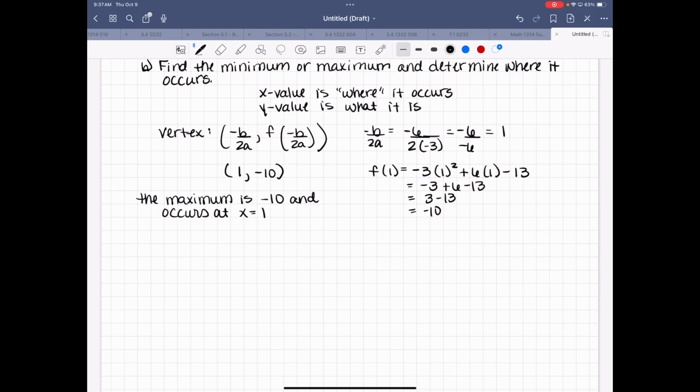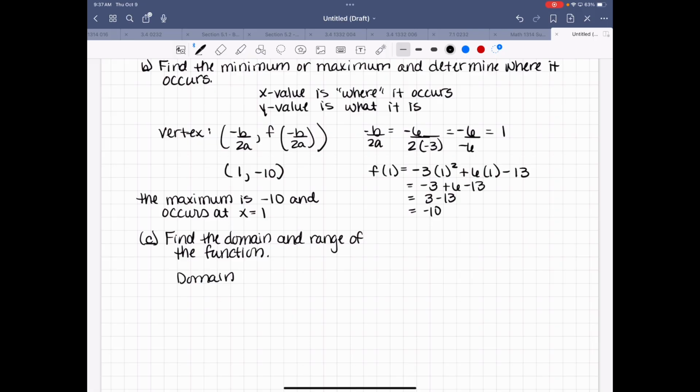Okay, C asks me to find the domain and range of the function. Now, the domain's easy. And actually, once you've determined if it's a max or min and found that vertex, the range is too. Okay? And we don't actually have to graph it this time.